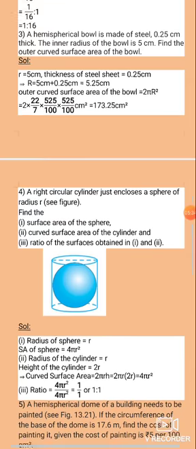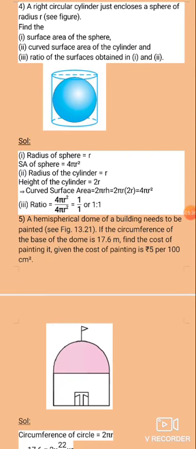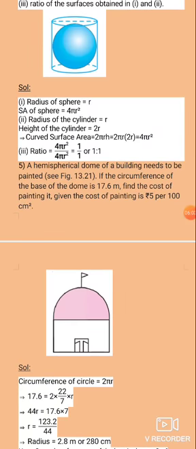Now the last question of a spherical surface area. The hemispherical dome of a building needs to be painted. If the circumference of the base of the dome is 17.6 meter, find the cost of painting it. Given the cost of painting is rupees 5 per 100 centimeters square. Now the circumference of the circle is 2 pi r, which is given as 17.6.